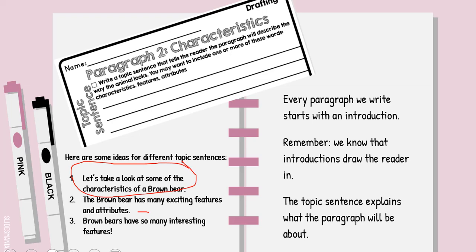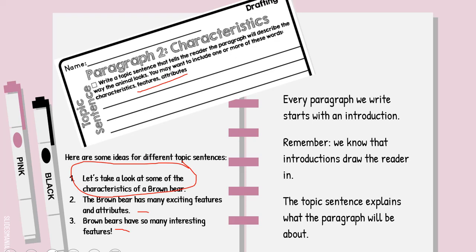And she actually took that from up here. There's the words features and attributes, okay? Or brown bears have so many interesting features. So there's 3 ideas for you to look at. You maybe have an idea of a more exciting sentence talking about what your animal looks like, okay? Again, maybe you want to ask a question. Maybe you just want to say that it's one of the biggest animals in the world, okay? Anything that you can think of that's an exciting sentence, okay?